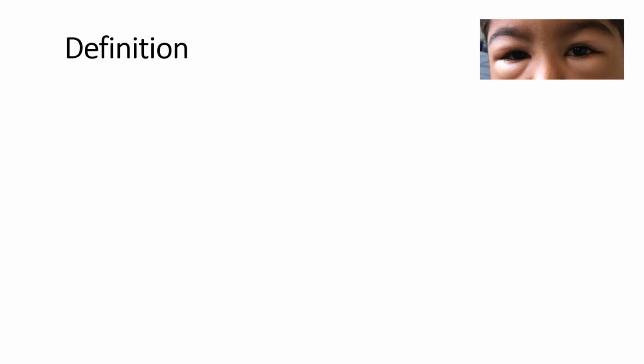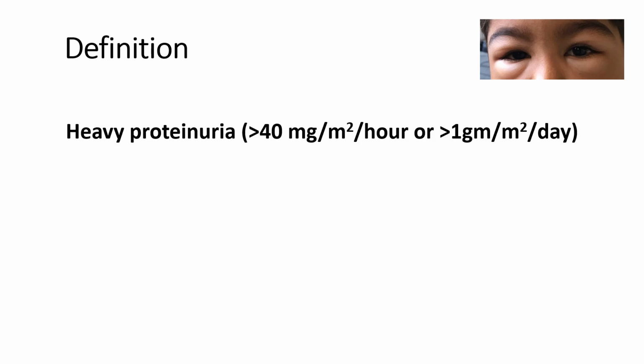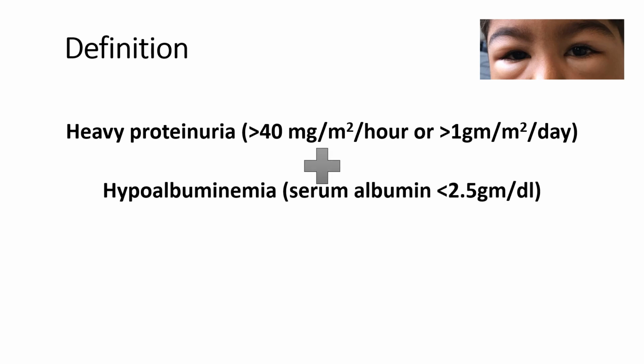So to define the nephrotic syndrome, if the child is having the heavy proteinuria, this is the massive selective proteinuria, when the urine protein is more than 40 milligram per meter square per hour or more than 1 gram per meter square per day, which will lead to the hypoalbuminemia. Serum albumin level is less than 2.5 gram per dl, and this will lead to the edema.